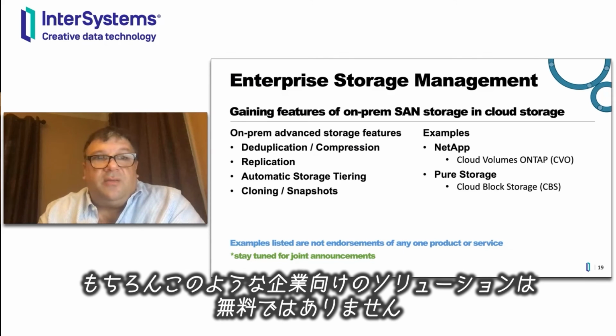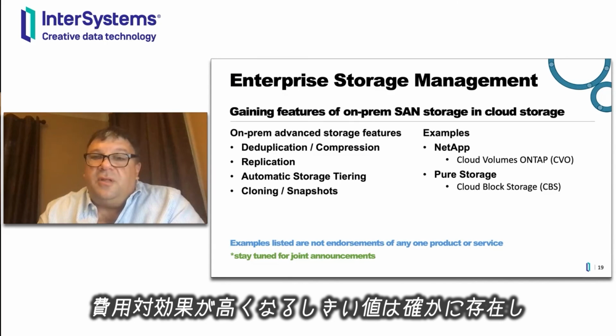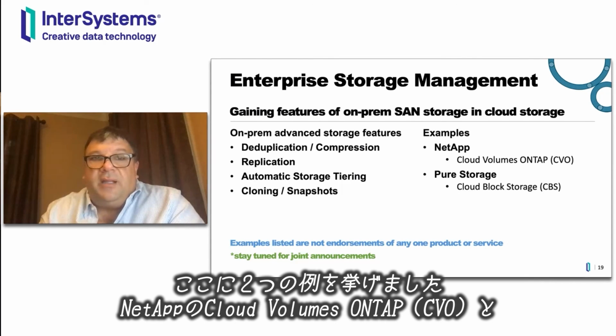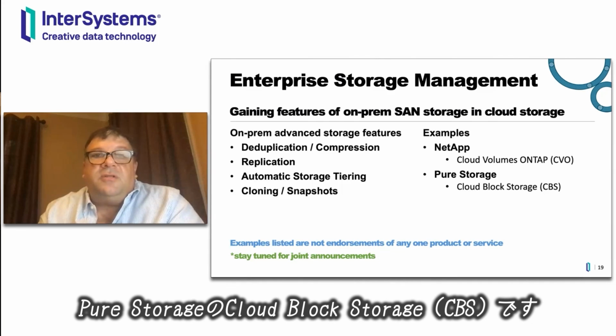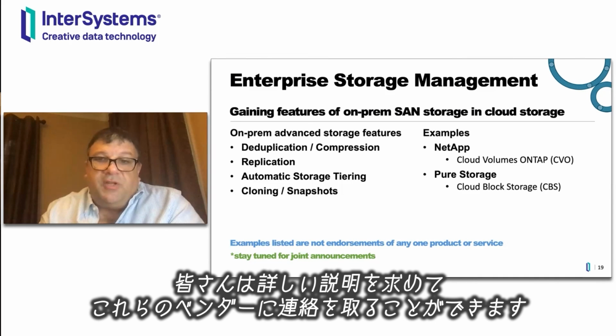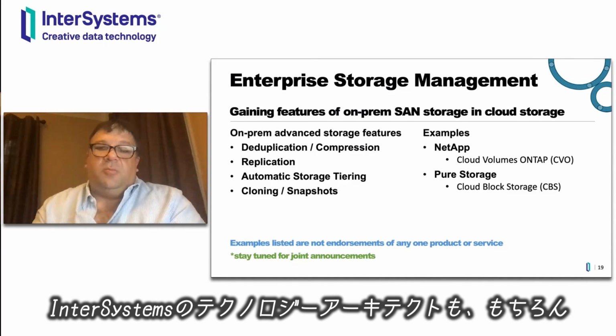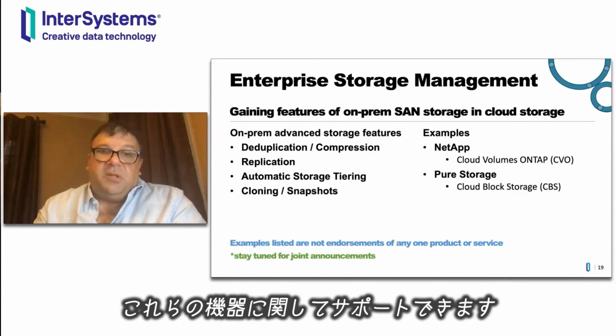Of course, these enterprise solutions are not free. There's definitely a threshold where it becomes cost-effective and actually lowers your storage total cost of ownership. Two examples we provided here are NetApp Cloud Volumes ONTAP, or CVO, and Pure Storage's Cloud Block Store, or CBS. You can certainly reach out to these vendors for further details and exploration, and the InterSystems technology architects are here to certainly help with discussions around these appliances.